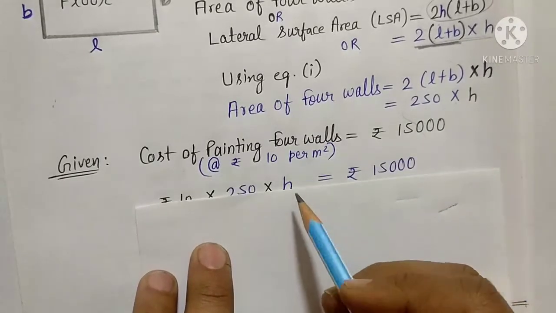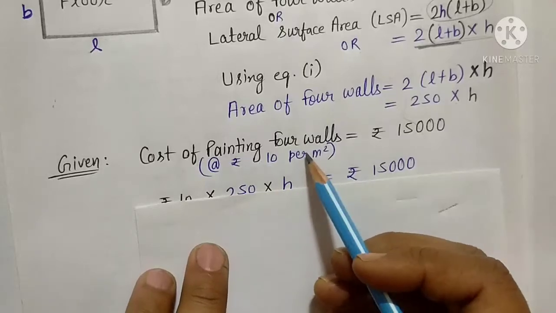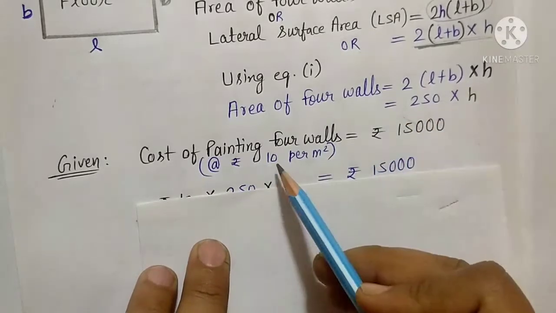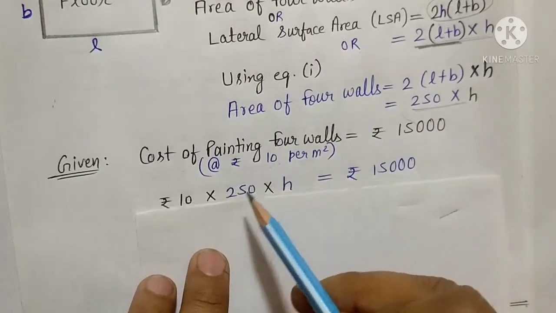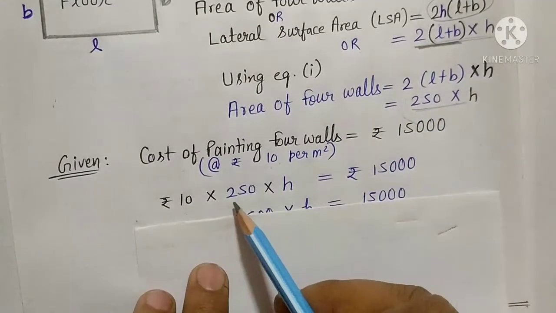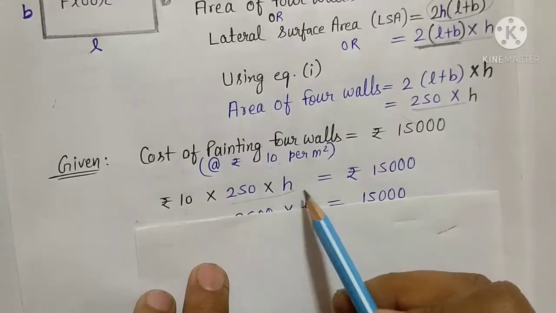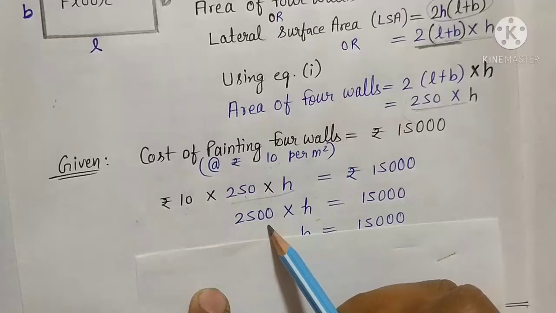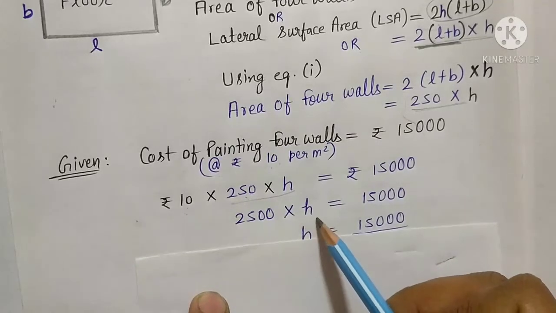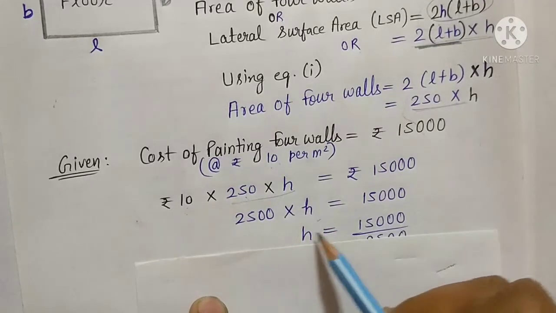Now the cost of painting four walls is already given as 15,000, and the rate is also given as 10 per meter square. So the cost of painting four walls means area multiplied by rate. Area is 250 H, multiplied by the rate 10. So 10, that is the rate, multiplied by 250 H, that is the area, equals 15,000. So 10 into 250 comes to 2500 into H. H will remain here and this 2500 will go to that side.